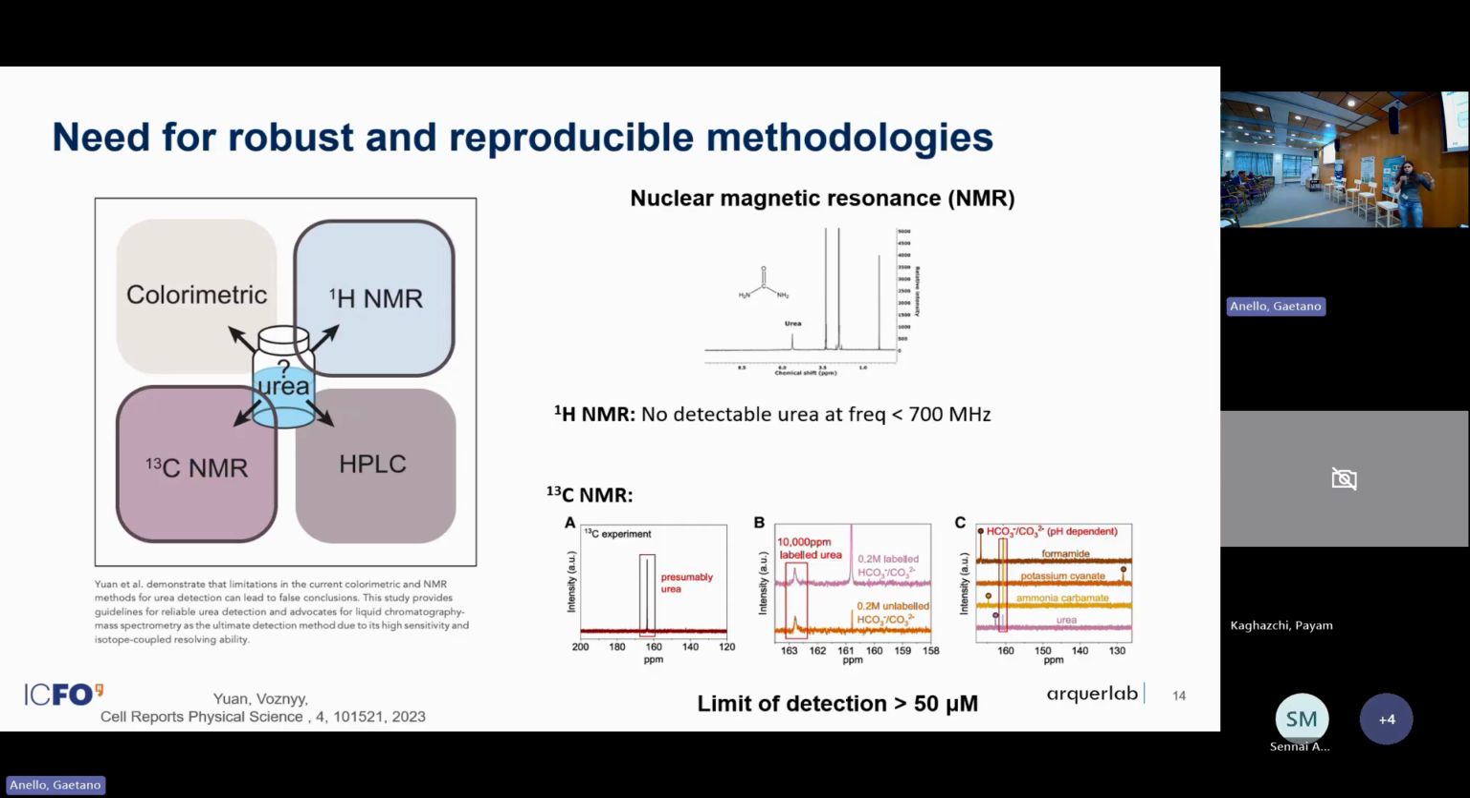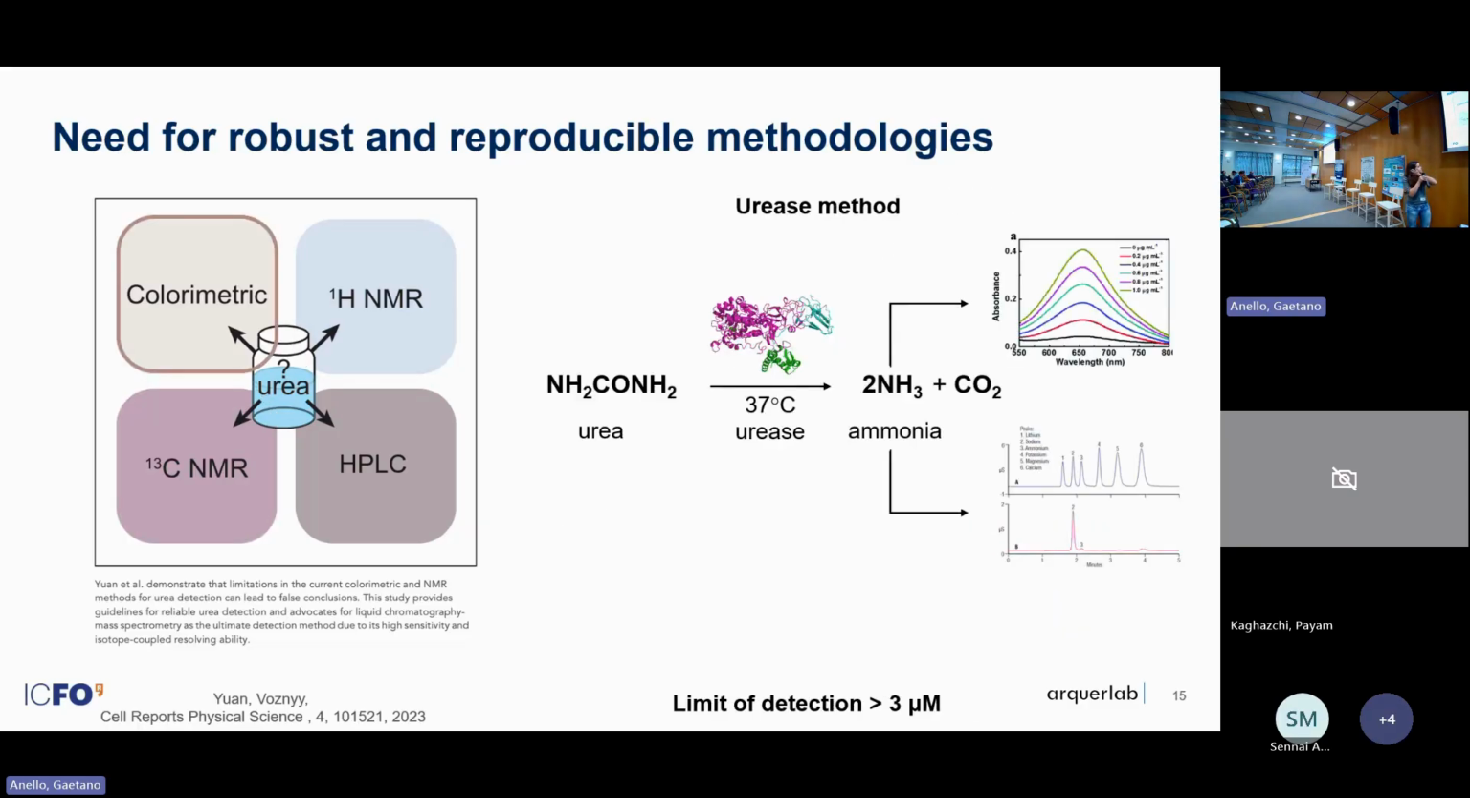So I will just quickly go through some of the methods that are suggested in general in the community. One of them is NMR, 1H NMR, 13C NMR. They're considered to be very solid, but to detect any urea at all, 1H NMR needs frequencies of more than 700 megahertz, and this is a facility that not a lot of people can afford. 13C NMR was discussed in the literature with misconceptions and interferences as well, and generally the limit of detection is not very low. Then there are colorimetric methods.